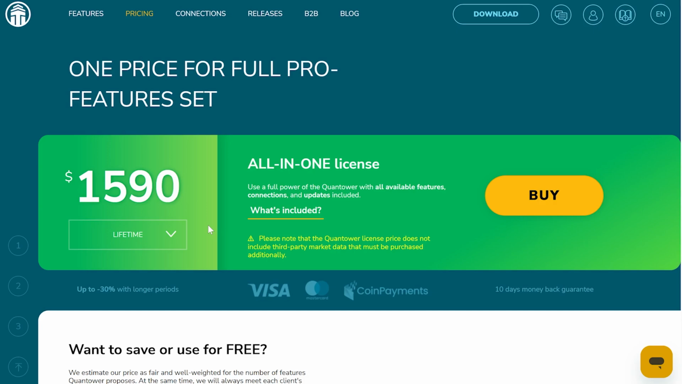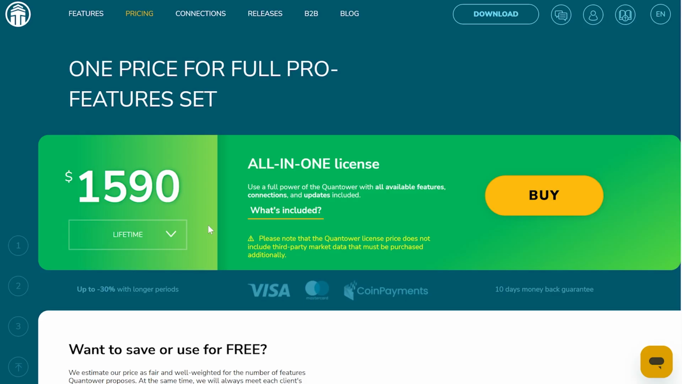One thing to keep in mind here is that while you get all of the Quantower features with this price, you are going to have to pay for your own data connections. So, for example, if you want data from DXFeed or FX Pro, something like that, you are going to have to pay additional to those data brokers in order to connect them to Quantower. So keep that in mind, that your actual price is going to be a little bit higher than just the Quantower licensing fee.